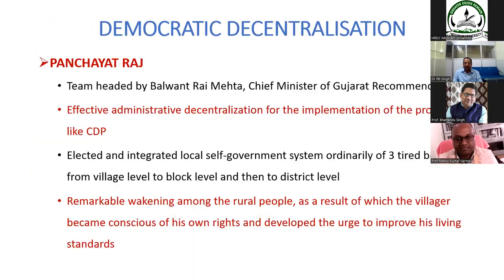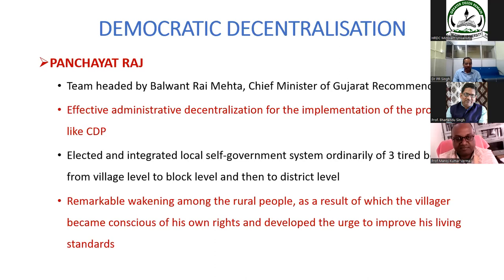It's a very important thing, so we discuss democratic decentralization through the panchayati raj. This is a three-tier system: village level, block level, and district level. And these days, all the development plans are run by this panchayati raj three-tier system. First the village develops its own plan, then gives it to the block, then the block gives it to the district, and funding is also provided this way. So panchayati raj is also a very important thing.